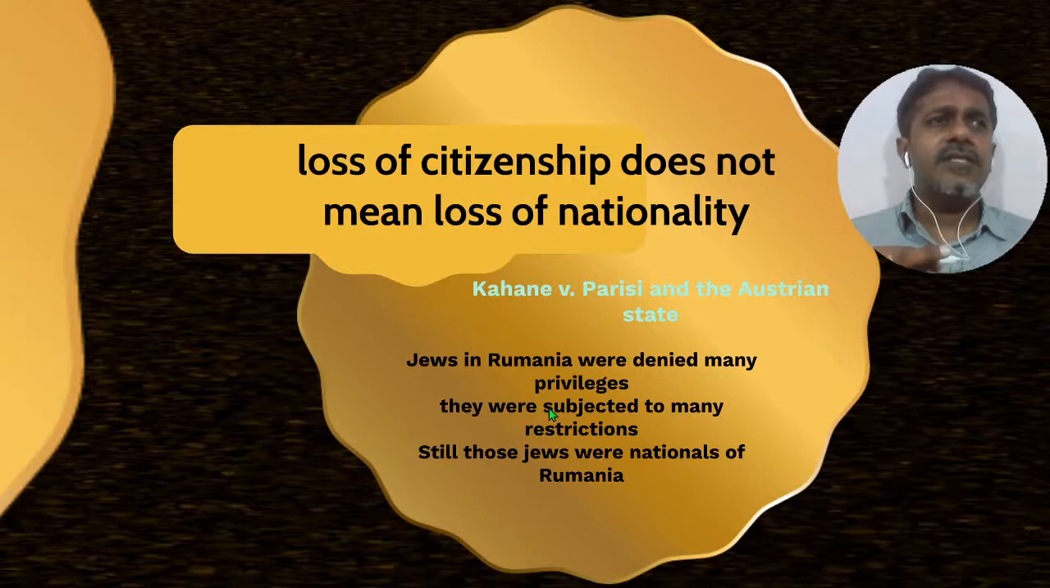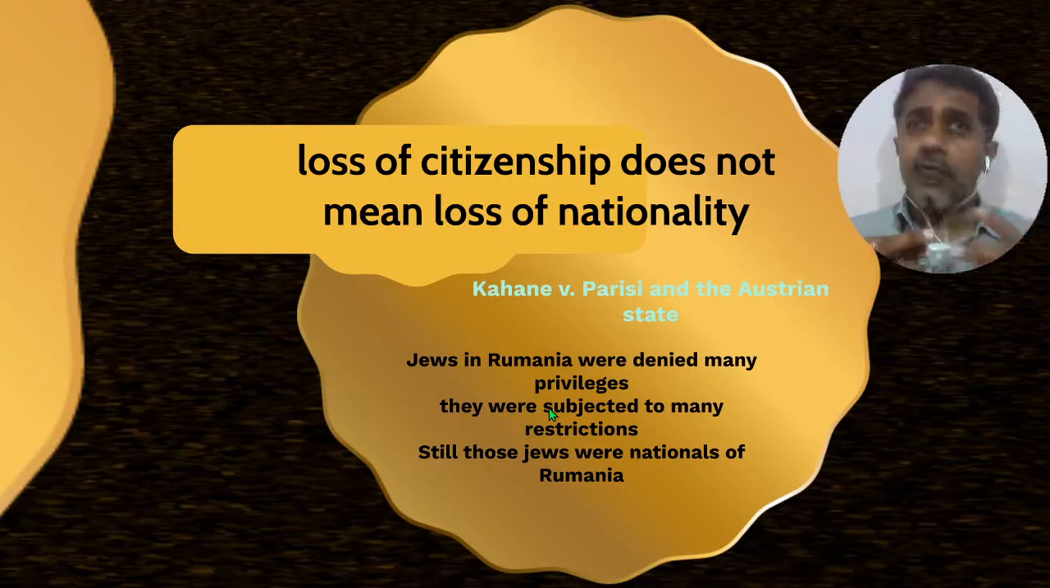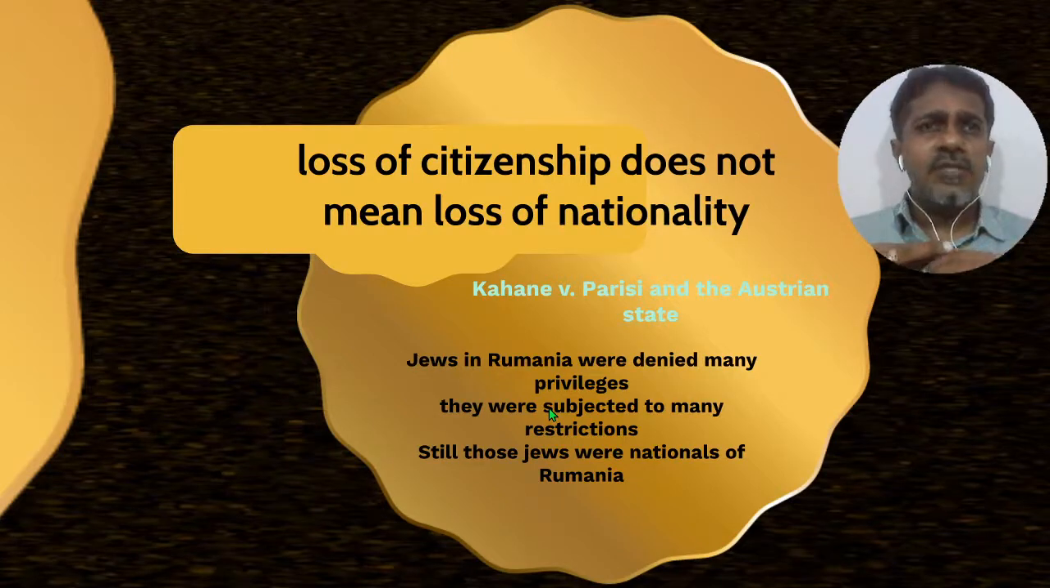What happened in this case? Jews, of course, you know that Jews are those people who were persecuted by almost every nation in Asia and Europe except India. That's what India is known for. Israeli people are most thankful to Indians because they never persecuted Jews. Jews faced problems everywhere, and it is no exception even in Romania. Romania is a European country, where Jews were denied many privileges.